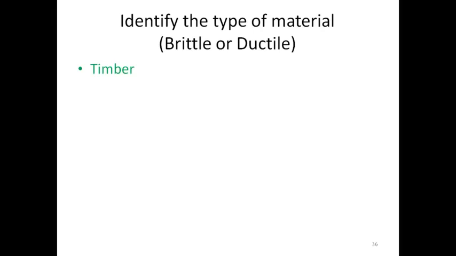Okay, will proceed. So the answer for the first question is brittle material. Means your answer was correct.